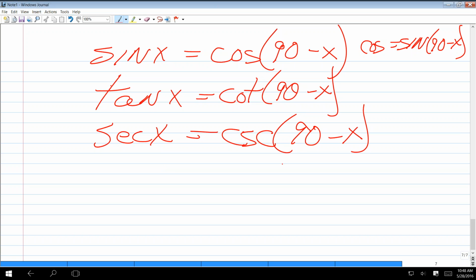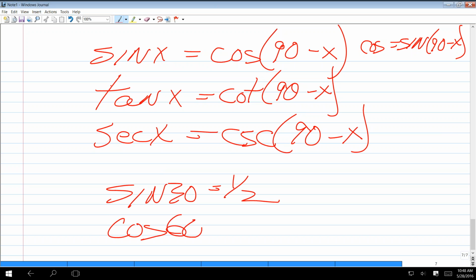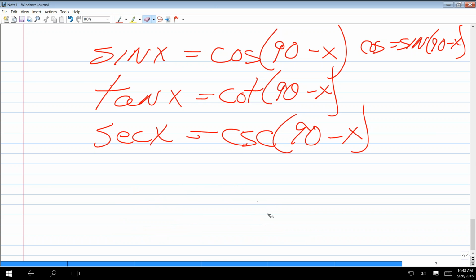Okay, but if you look at it, the sine of 30 degrees is equal to 1/2. Well, the cosine of 60 also has to be equal to 1/2 because the sine of 30 is the same as the cosine of 90 minus 30. So the sine of 30 has to be the same as the cosine of 60. Okay. So there's all kinds of problems they could give you that would require you to know this. But not all trig students get into the cofunction properties.